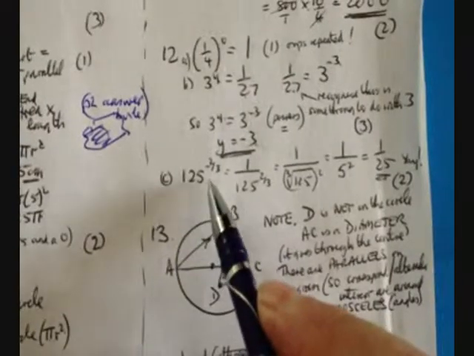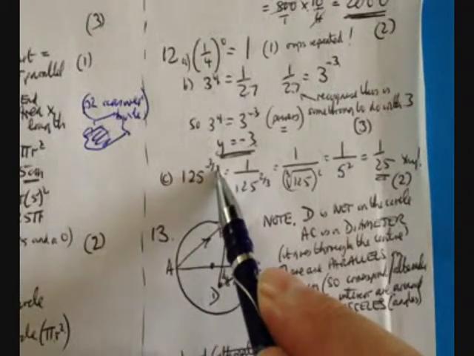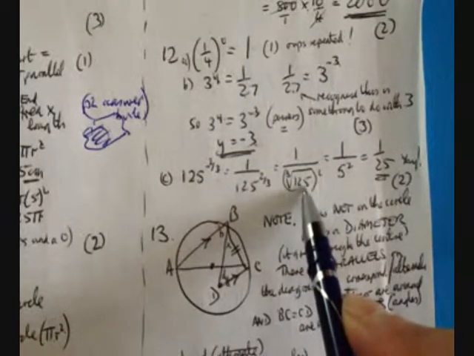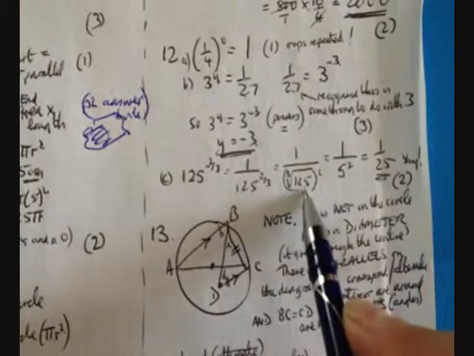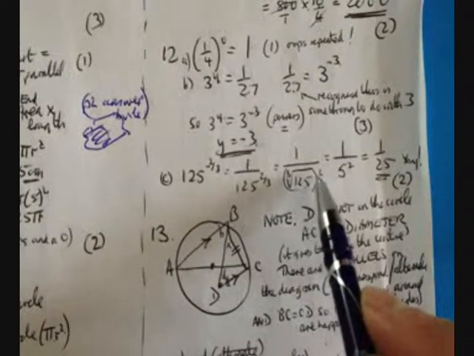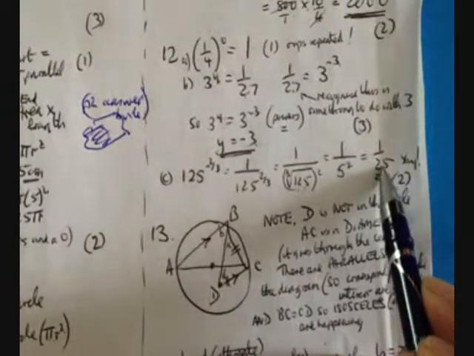And then this one, another test of this silly thing. The minus means 1 over. The 3 underneath there means cube root of. And this will be a number we know. It's 5. 5 times 5 times 5 is 125. And then it's squared because of that. So 5 squared is 25. So it's 1 over 25 is what we need as our answer.